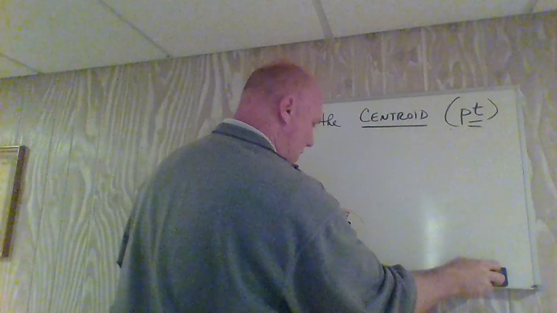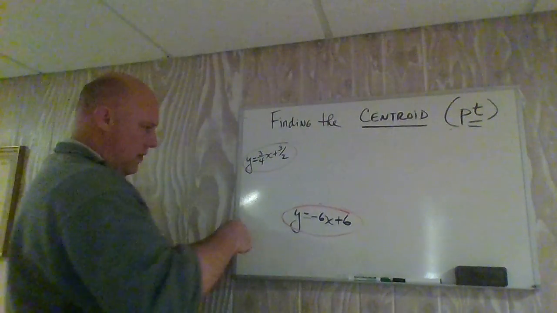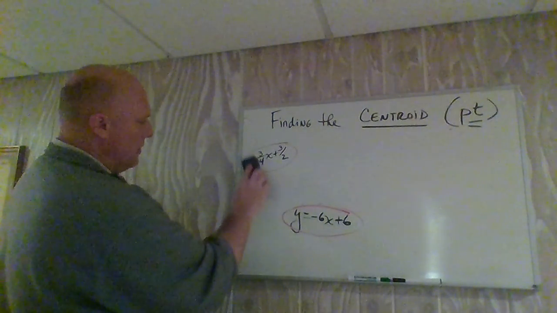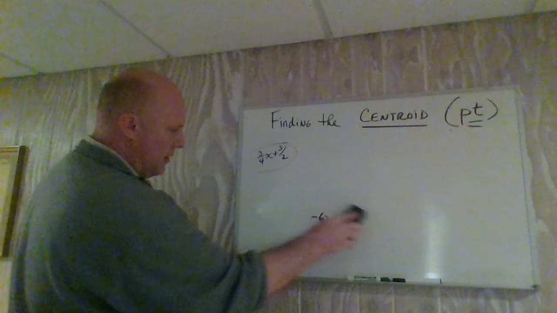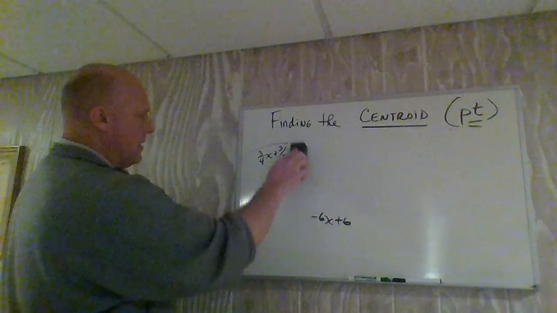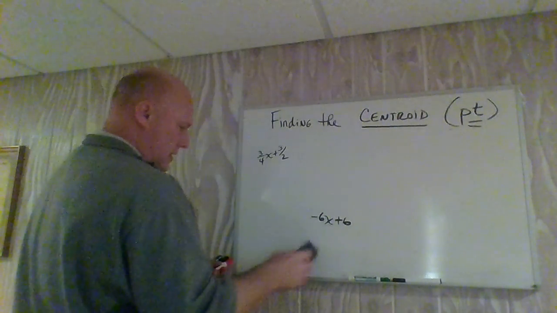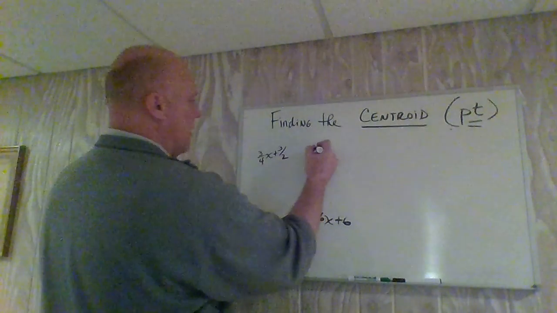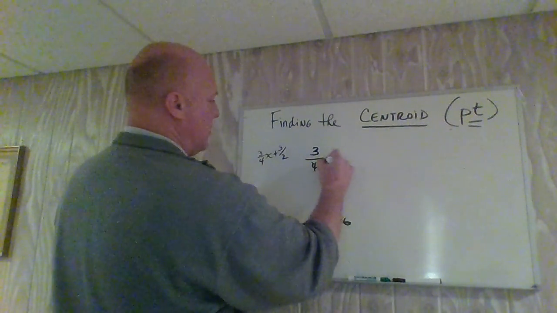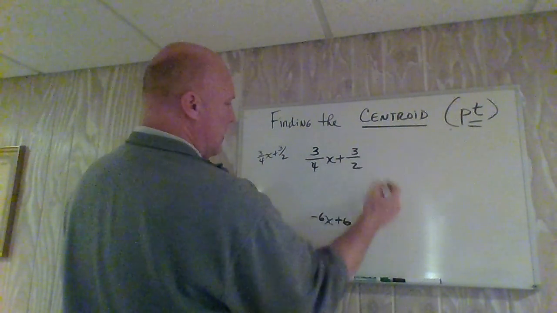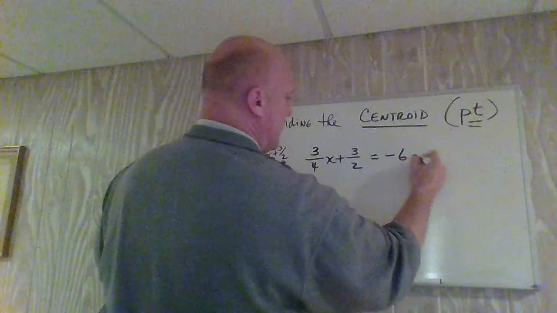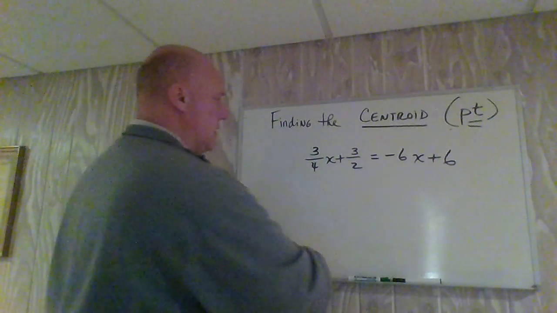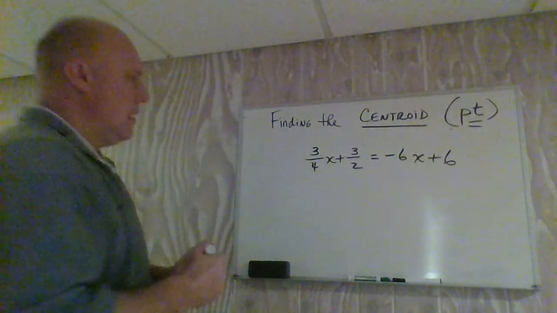All right, and now we erase this y, and I don't need this y. So basically I'm going to take these 2 expressions and set them equal to each other. So let's put it right here. We have 3/4 x plus 3/2 equals negative 6x plus 6. And let's solve from there.